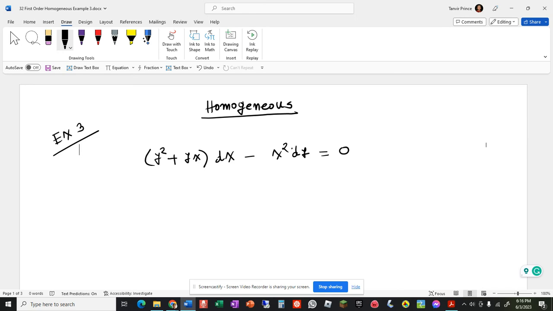Welcome to our third example of homogeneous. So let's do it. Please make sure you watch the previous two examples of homogeneous.